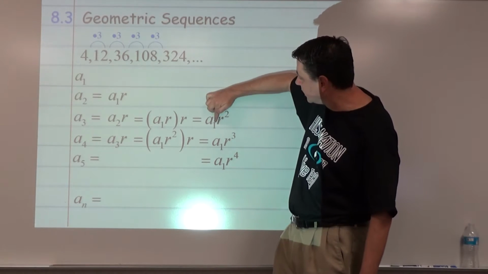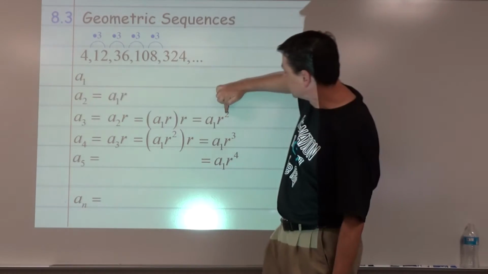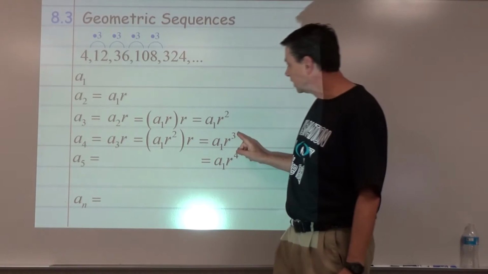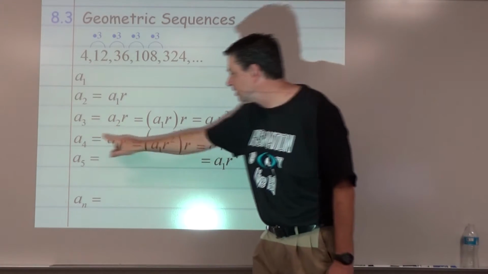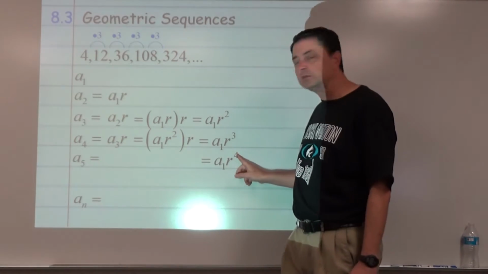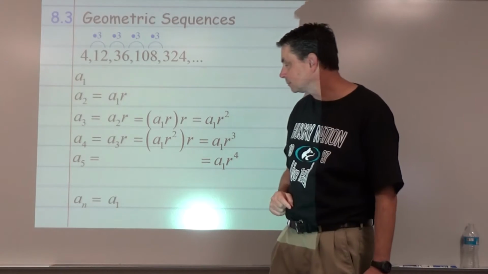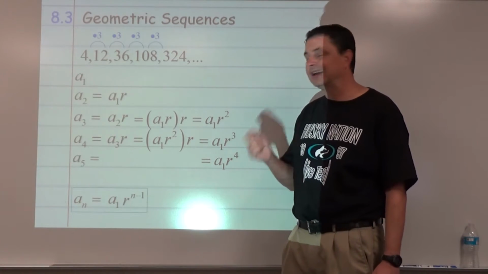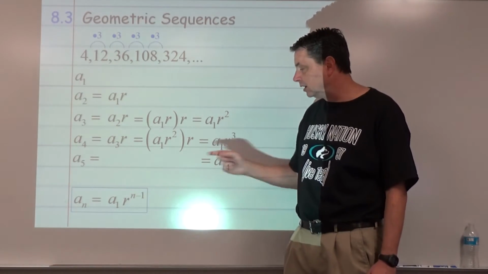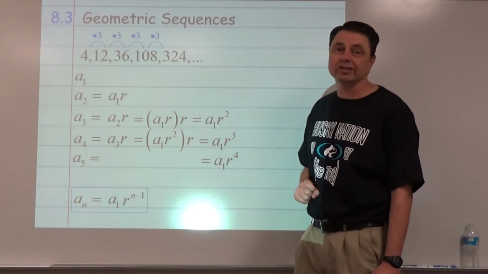Now let's see if we can connect the exponent to the subscript, the exponent to the position. How does this exponent relate to that position? This one relates to that. The exponent is 1 less than the position. Our position is n, so it's a sub 1 times r to the n minus 1. That's the formula for geometric sequences.